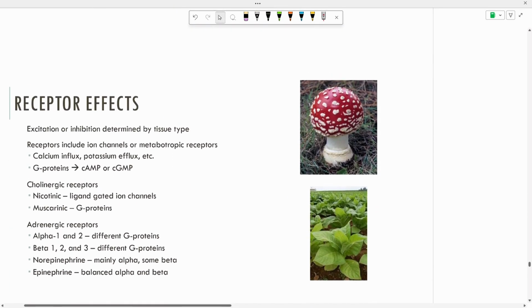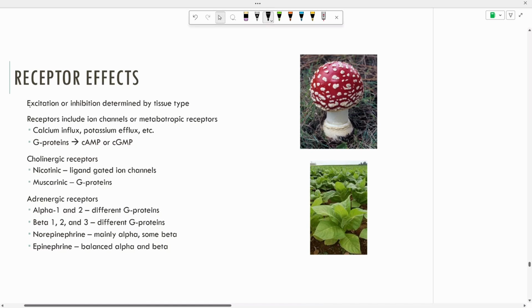So effects on these receptors. It's either going to excite or inhibit. It depends on the tissue type that you are activating. We have ion channels, or these metabotropic receptors, called calcium influx or potassium efflux. G proteins, what do those do again? Amplify the signal coming in. We have cholinergic receptors, only nicotinic and muscarinic. Those are the only 2 cholinergic receptors that we have. Nicotinic is a ligand-gated channel. Muscarinic just is a G protein.